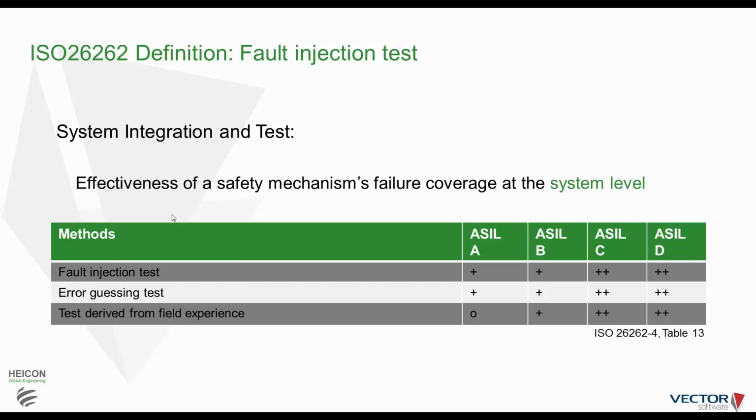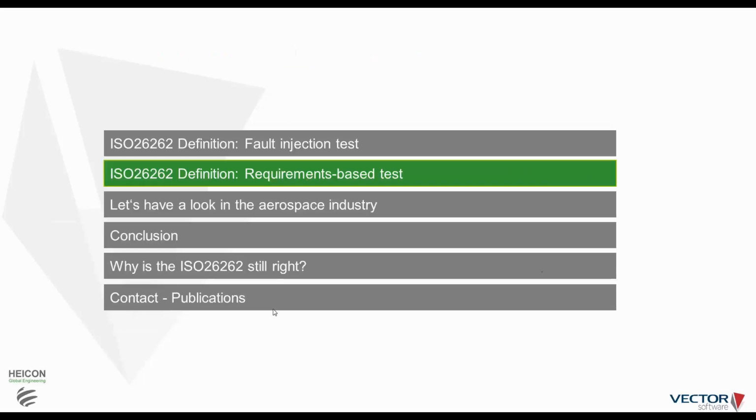Fault injection testing on system level, in another part, system integration and testing, the effectiveness of safety mechanisms and failure coverage. Failure coverage at the system level. Also here it's called fault injection. Here also the fault injection testing is called, and actually the requirements-based testing is not called. Yeah, that's what I find interesting, or what I want to highlight today. Again, error guessing tests and tests derived from field experience is not in the focus here.